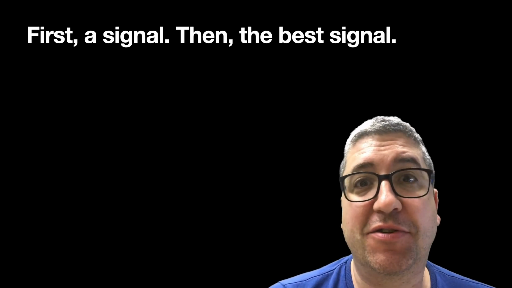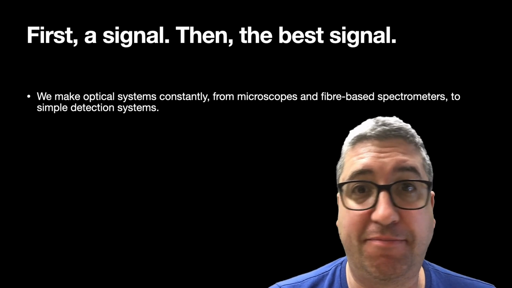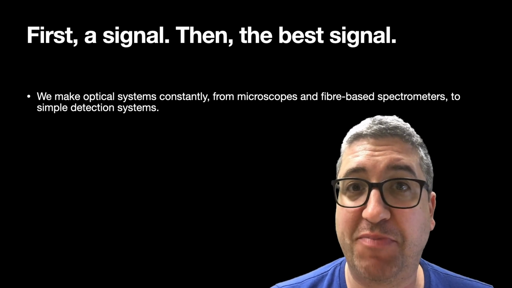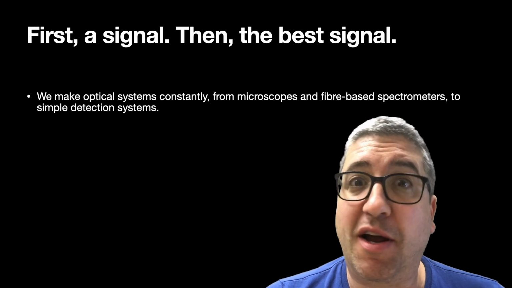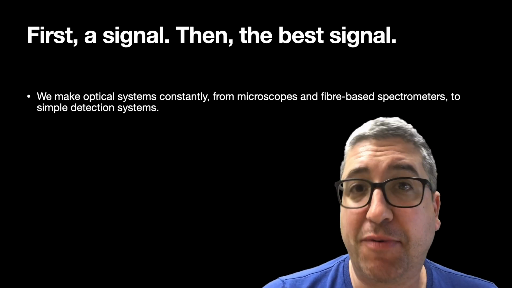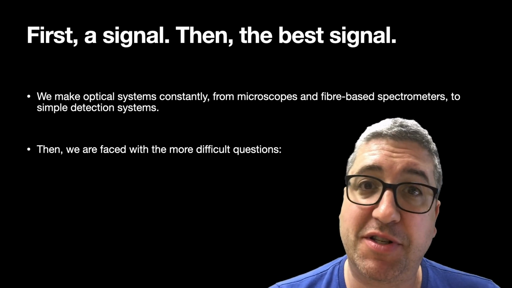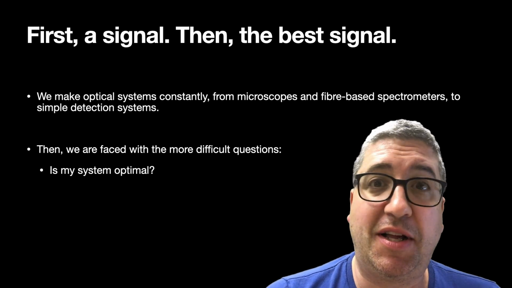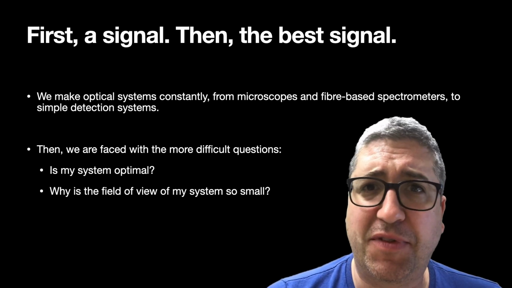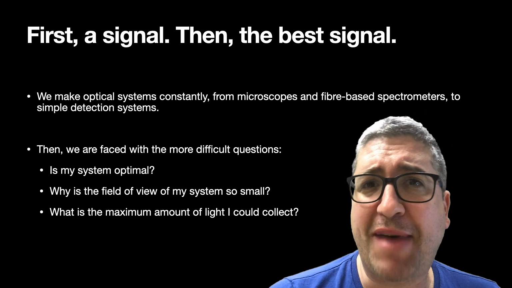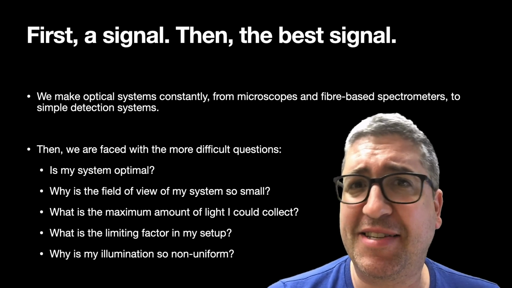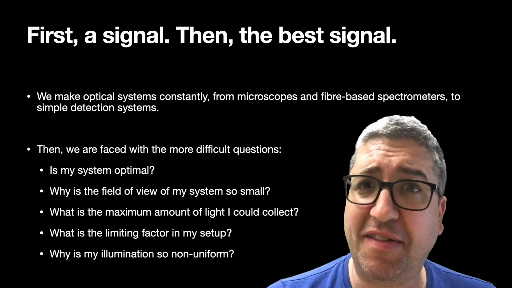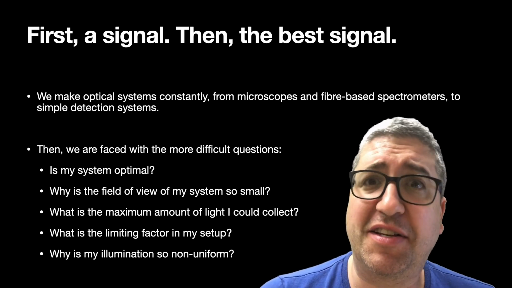In biophotonics, we make optical systems all the time. Spectrometers, microscopes, even just simple light detection systems. Usually we care about getting a signal first, but very quickly we're faced with the real problems. Is my system optimal? Why is the field of view so small? Could I make it larger? What's the maximum amount of light I could get? Where is the limiting lens in my system? Is there something that is limiting the amount of light that is entering my system?